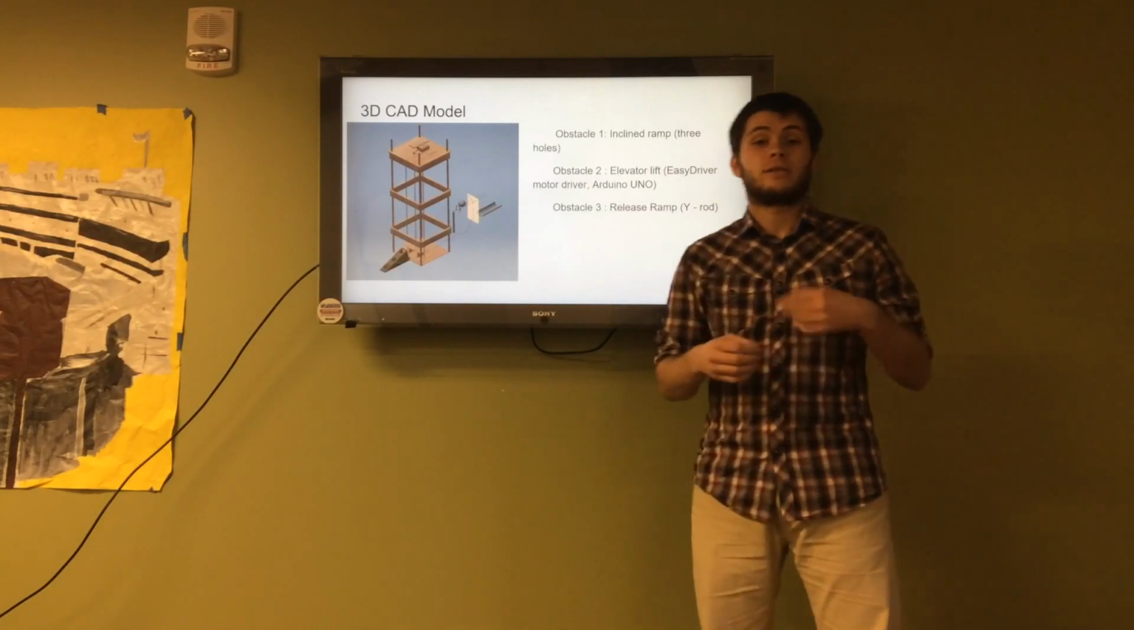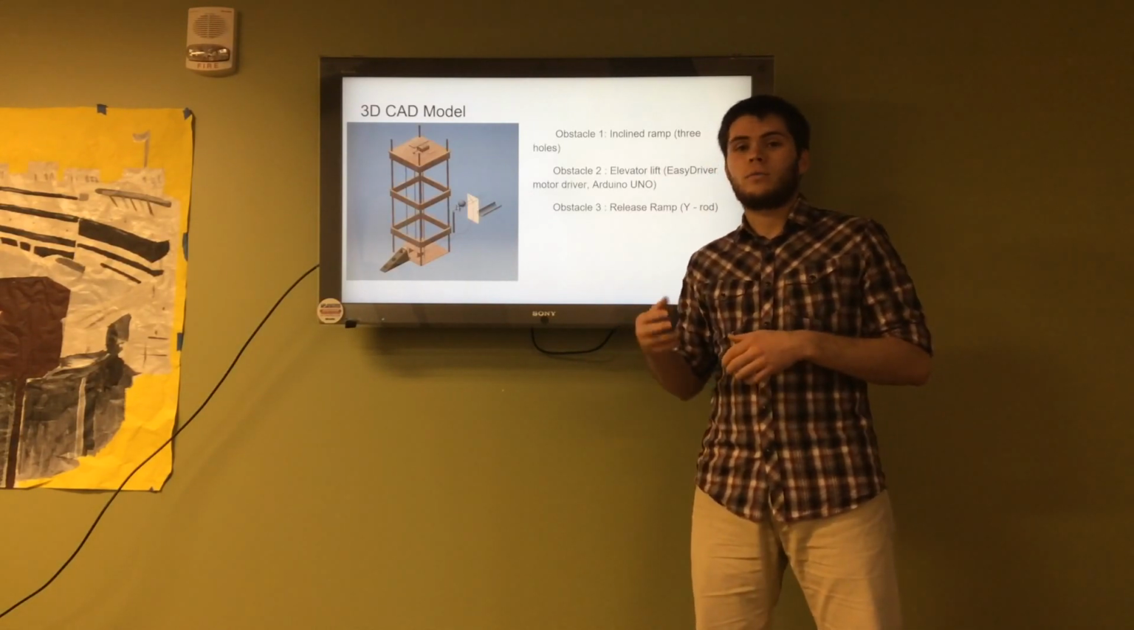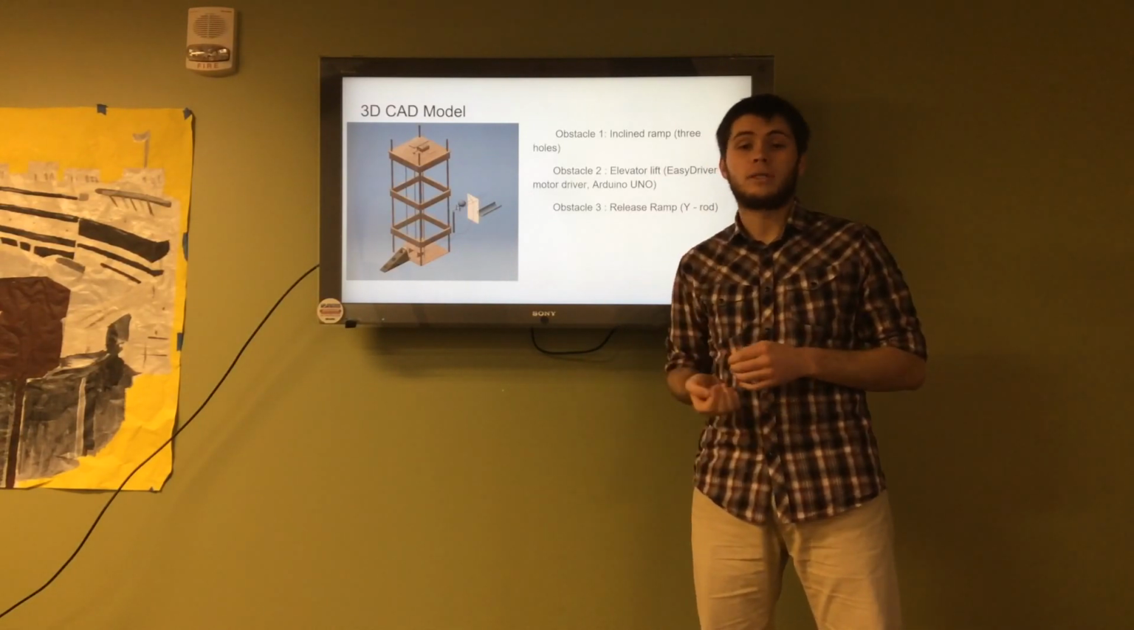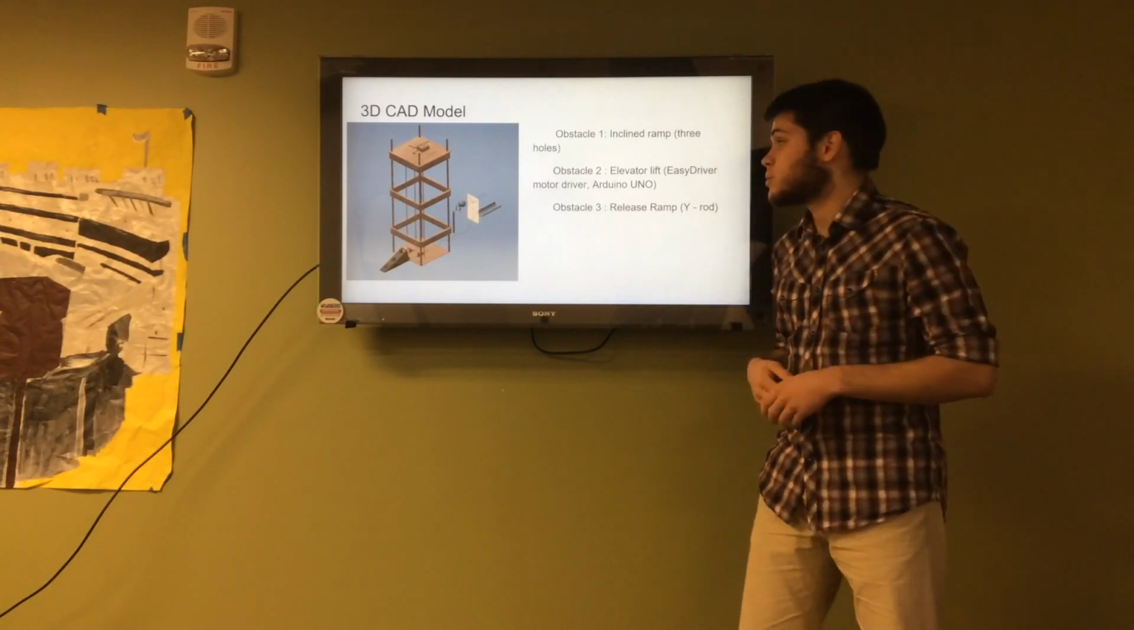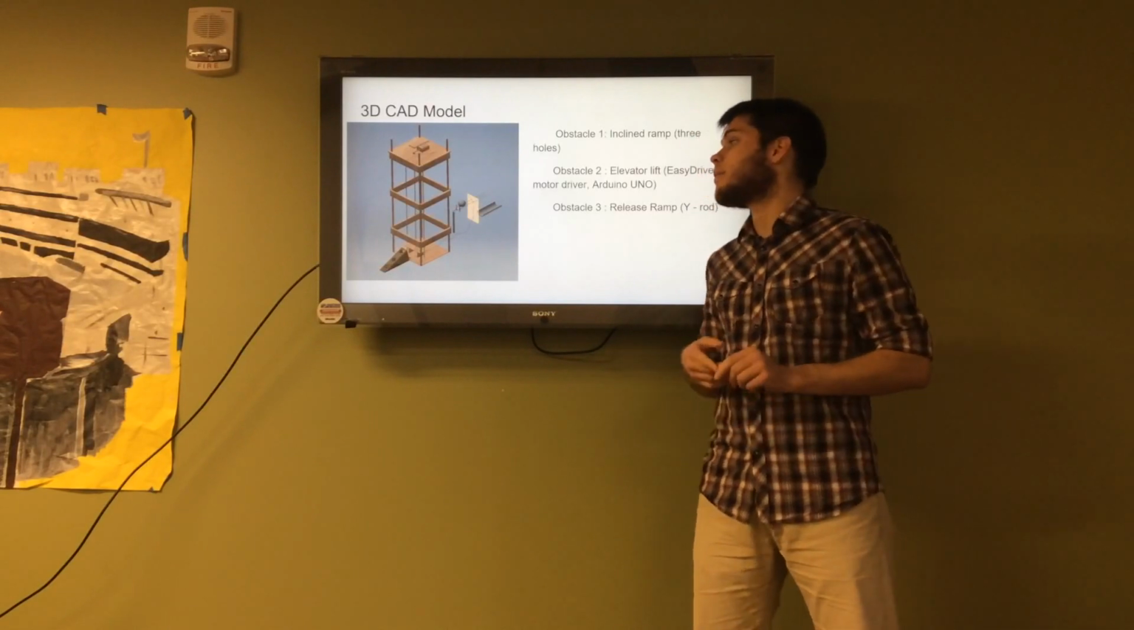The raising of the elevator will also trigger the release of a ball from our third obstacle, the release ramp. This basically allows students to calculate how high the ball must be for the ball to exit at a specified velocity of 1.34 meters per second, which is equal to 5 miles per hour.